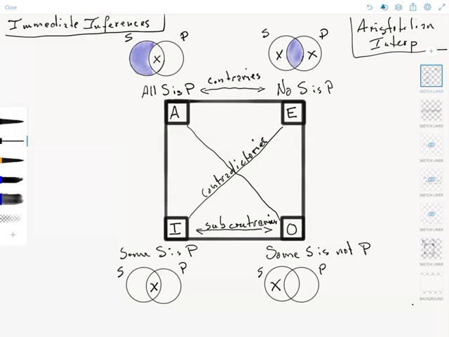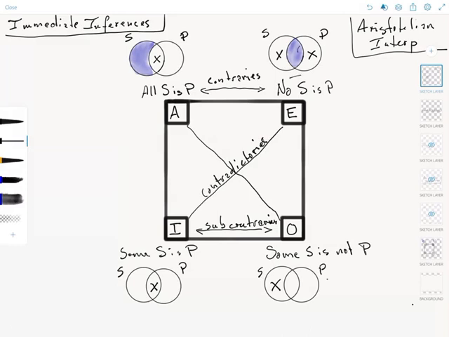So what we've just proved is that contraries cannot both be true, and subcontraries are the exact opposite of that. They cannot both be false. Okay, so let's think about this. What would make some S is P false? It's if we had shading in the region of S and P overlapping. In other words, just like we have here with the E.